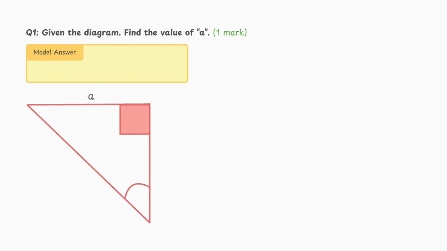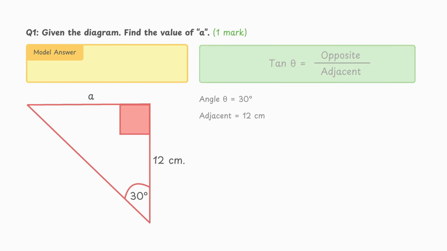First, look at the triangle. We are given an angle of 30 degrees and a vertical side of 12 centimeters. Now identify the sides relative to the angle. The vertical side, 12 centimeters, is the adjacent side. The top horizontal side, labeled A, is the opposite side. Now pause here. We have opposite and adjacent. So we use tangent because remember, tangent theta equals opposite over adjacent.